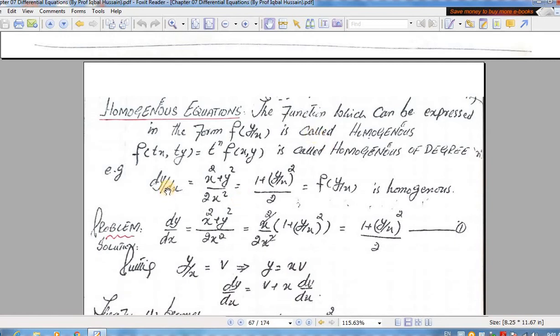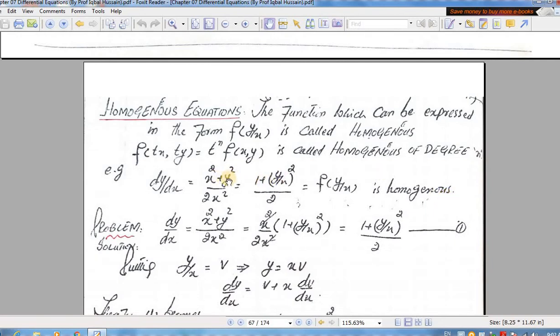For example, here we have a differential equation. We can take x square common from the numerator, and cancelling that x square from the numerator and denominator, we will get 1 plus y over x whole square divided by 2. Here we see a function in terms of y over x. So the given differential equation is a homogeneous differential equation of degree 0.